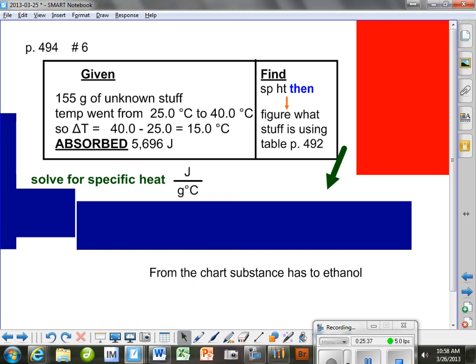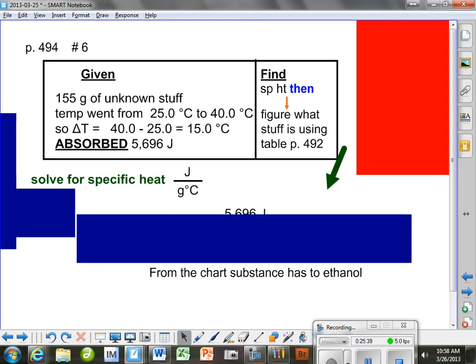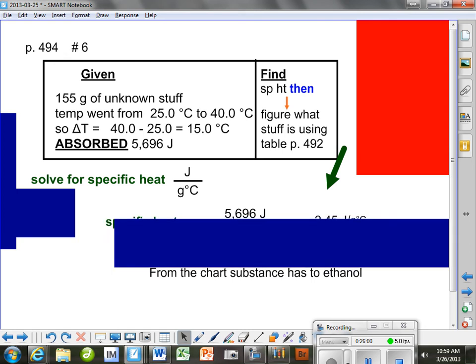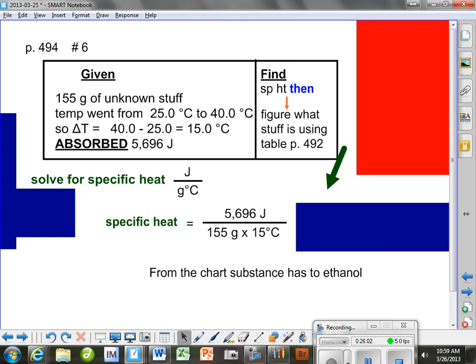Yes. Okay, it's good for the people watching the video to realize that this is not as easy as it seems. Okay? All right, so what's the bottom of our fraction going to be? 155 grams times, yes, times 15 degrees Celsius. There it is. See, this is the easiest time.